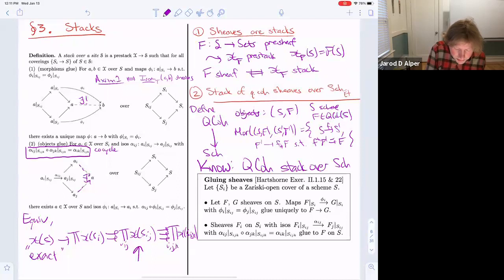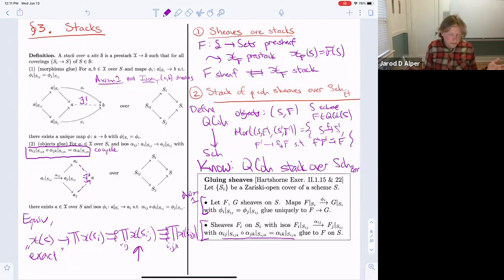And so I want to say, you already know that QCoh is a stack over the big Zariski site. In fact, this follows from exercises in the first chapter of section 2 in Hartshorne, that sheaves glue. Here I'm dealing with quasi-coherent sheaves, but it's the same story. This exercise says that there are 2 parts, and the first one is precisely axiom 1 of being a stack. And the fact that sheaves glue, and because sheaves have automorphisms, you also need to specify this cocycle condition.